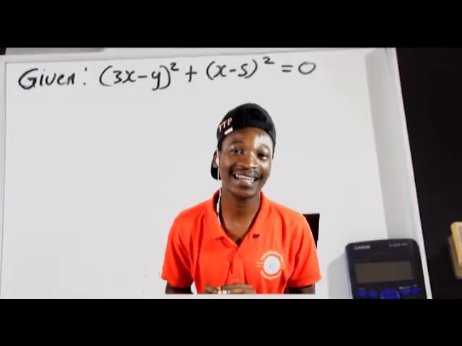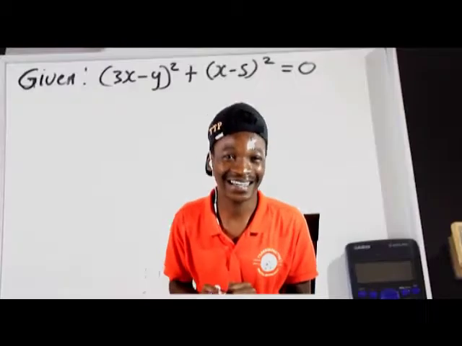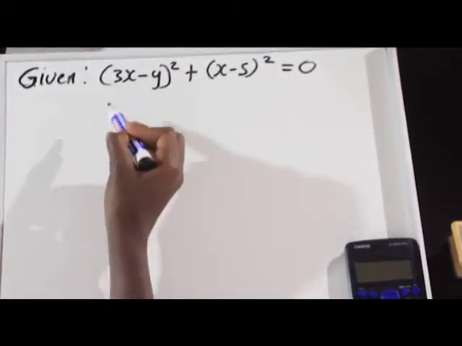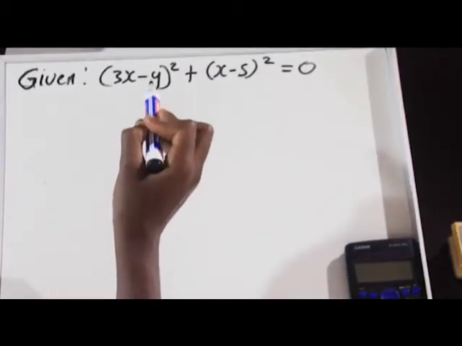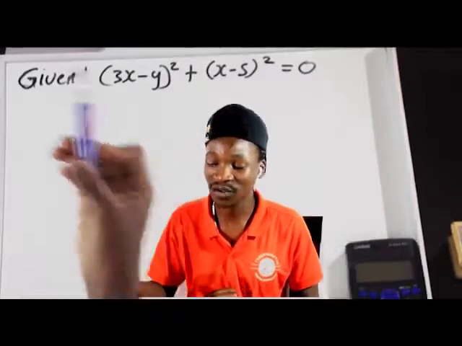Previously, we've explained the simultaneous equations question that we took from our previous question paper. Now we have another question that can be a little tricky, so let's go to our board and explain it. As you can see, we are given (3x minus y) to the power 2 plus (x minus 5) squared equals 0.